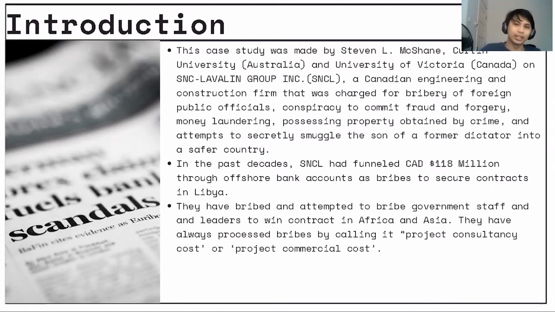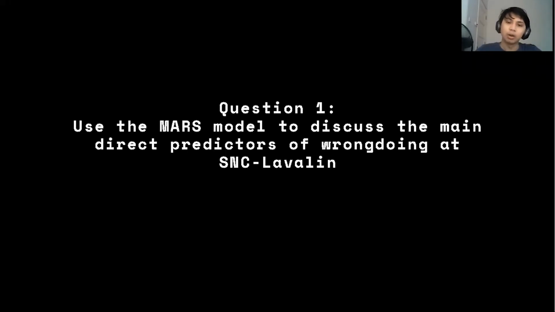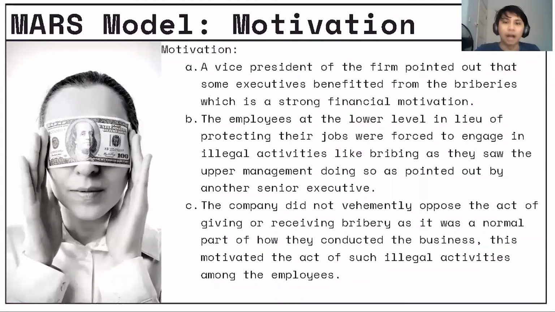Basically, this company was really shady and they did a lot of unethical things. So today we'll be looking into why and how exactly those things were done from an organizational behavior perspective. So first question. Using the Mars model to discuss the main direct predictors of wrongdoing at SNC Lavalin.